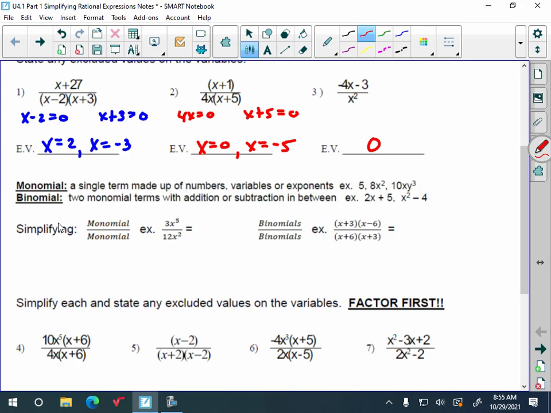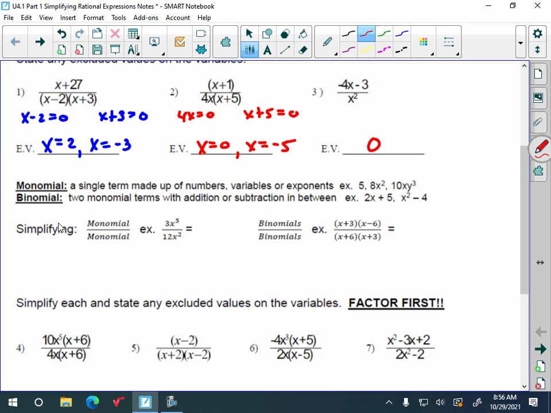One single term. Now, a binomial is two monomial terms added or subtracted together. So 2x plus 5 is a binomial. 4 minus 4 is a binomial. Two monomial terms separated by an addition or subtraction sign. Now, when we're simplifying, we can only simplify monomial terms with monomial terms, and you can simplify binomial terms with binomials. You can't simplify a monomial with a binomial, or a binomial with a monomial, or a trinomial with a binomial. It has to be monomial with monomial.